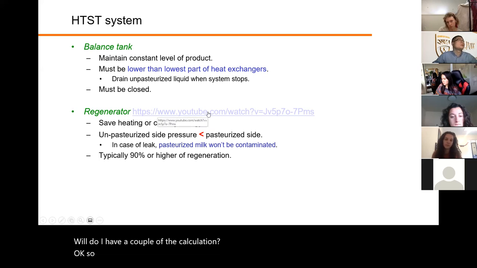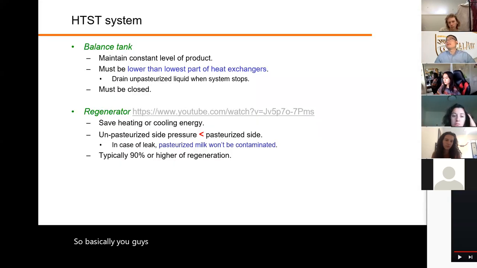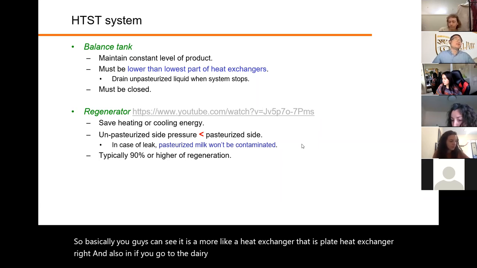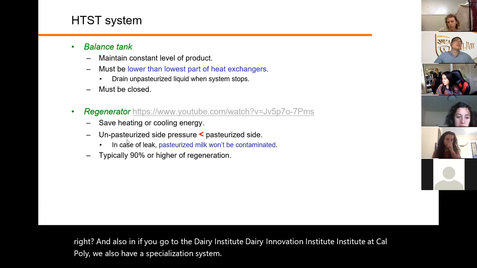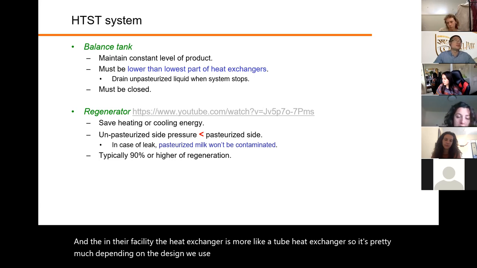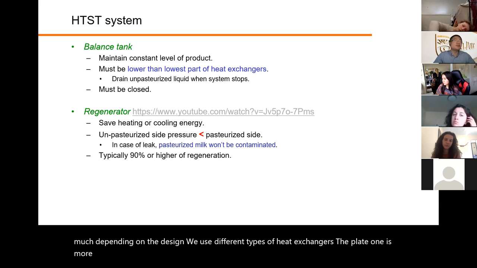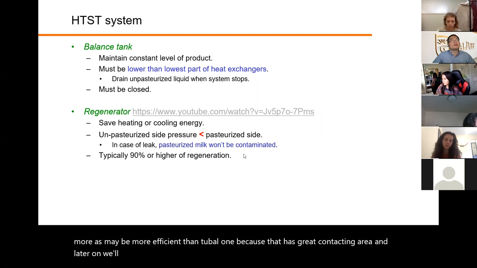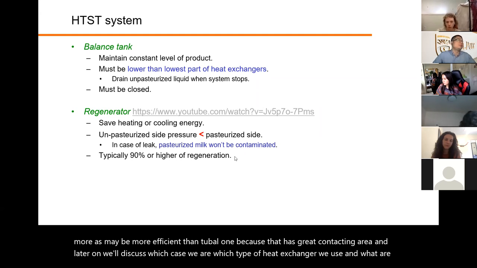Okay, so let's watch a video about a typical heat regenerator. It's more like a heat exchanger, that is a plate heat exchanger, right? And also if you go to the Dairy Innovation Institute at Cal Poly, we also have a pasteurization system. In their facility, the heat exchanger is more like a tube heat exchanger. So depending on the design, we use different types of heat exchangers. The plate one is maybe more efficient than the tube one, because it has greater contacting area. And later on, we'll discuss which type of heat exchanger we use, and what the criteria are for picking them. Okay.